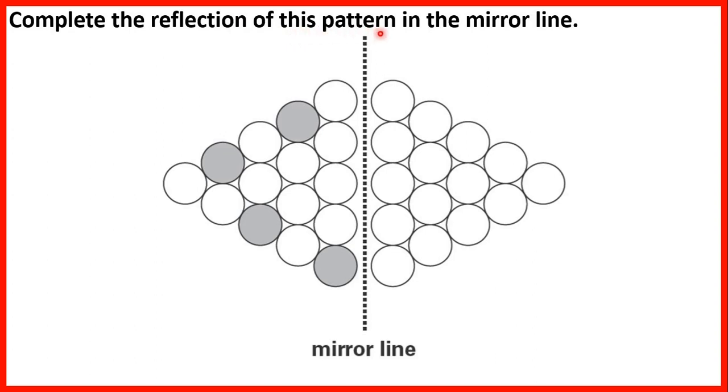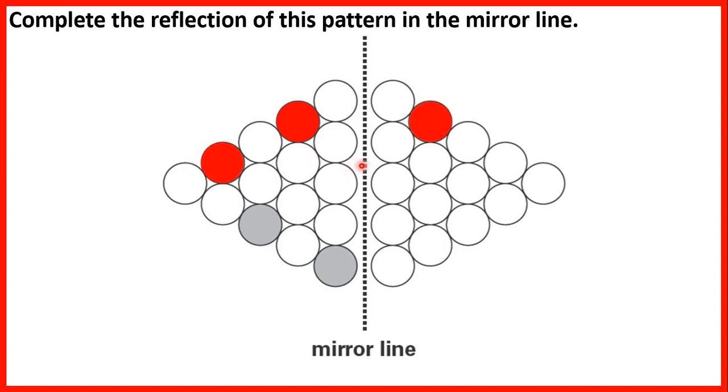Complete the reflection of this pattern in the mirror line. So we need the same on both sides. We have a pattern with circles, so what we can do is count circles from the mirror line. So for this circle here, we can see that we go across 1 and then shade. So in the other direction, we go across 1 and then shade.